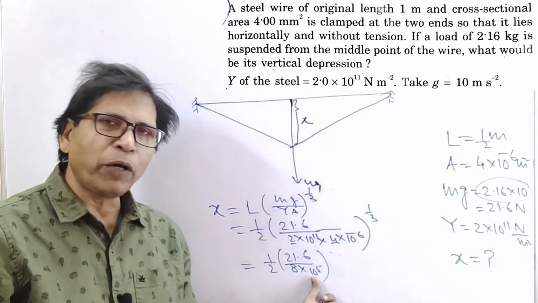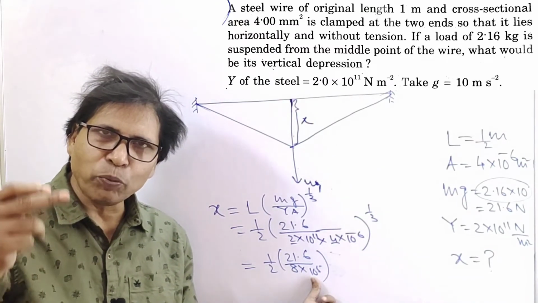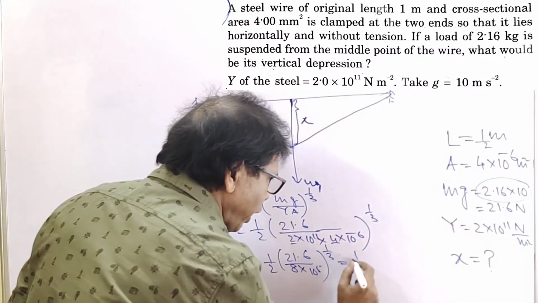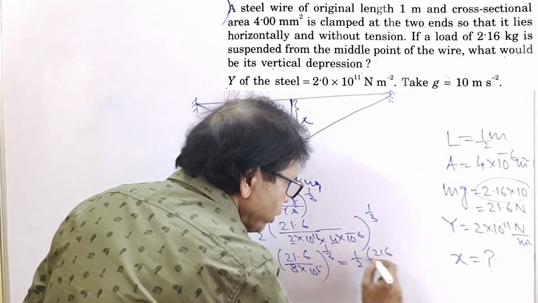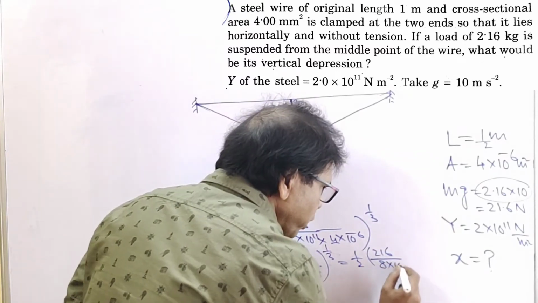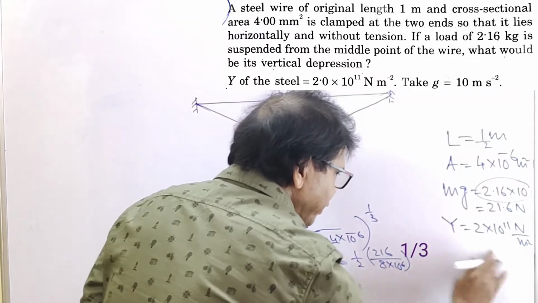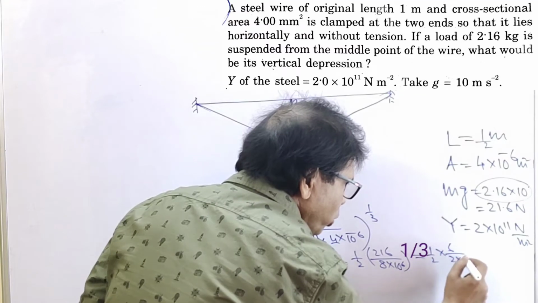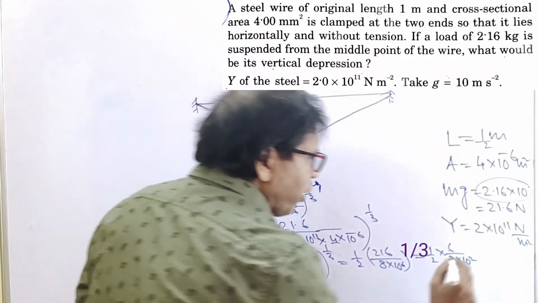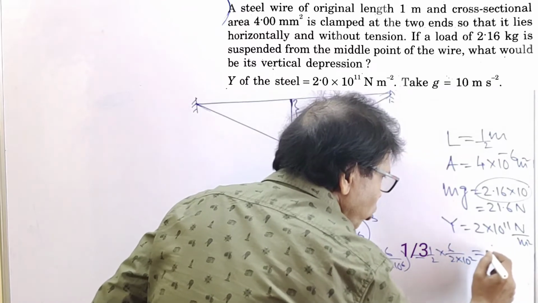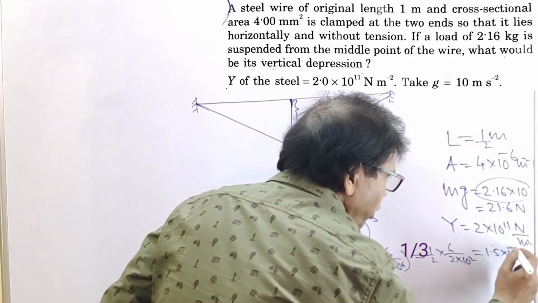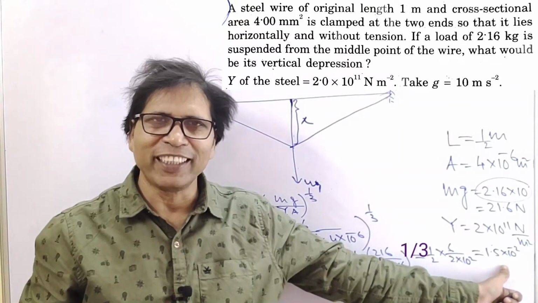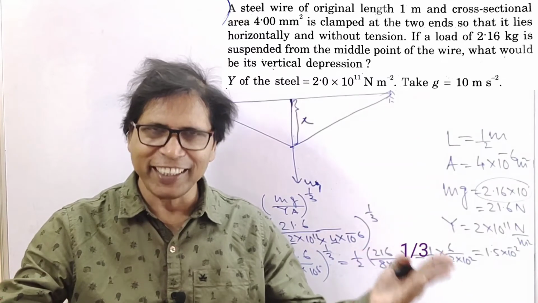Now 10 to the power 5 should be converted into 10 to the power 6 because its power is 1/3. Therefore, this is half into 216 by 10 to the power 6, whole to the power 1/3. So this is half into 6 by 2 into 10 square. Therefore vertical depression is 1.5 into 10 to the power minus 2 meter. Therefore vertical depression is 1.5 centimeter.